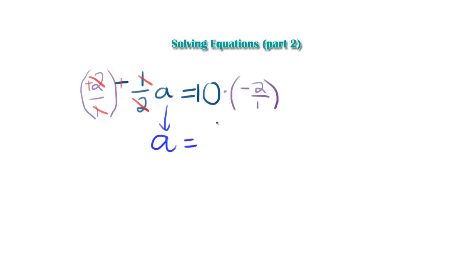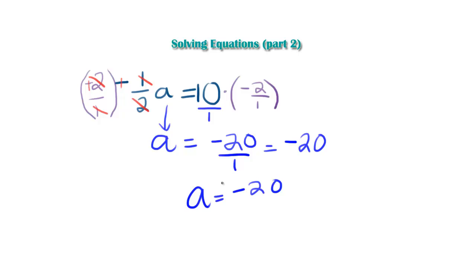Now, on the right hand side, if it's easier, you can put a 1 underneath the 10 to make it into a fraction also. And we're just multiplying fractions, so we're just going to multiply across, right? So 10 times the negative 2 is negative 20. And 1 times 1 is just 1. So that simplifies to just negative 20. Right? So a is equal to negative 20. And we're done here. Right? Finish this equation.